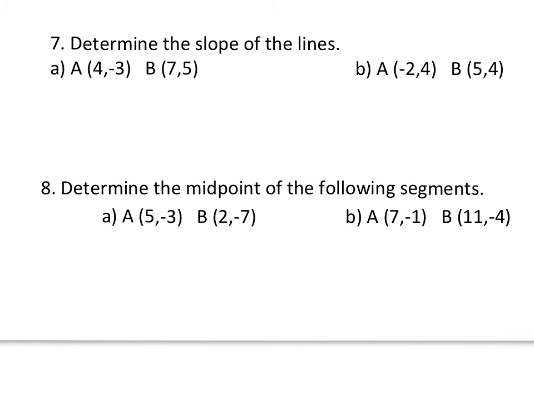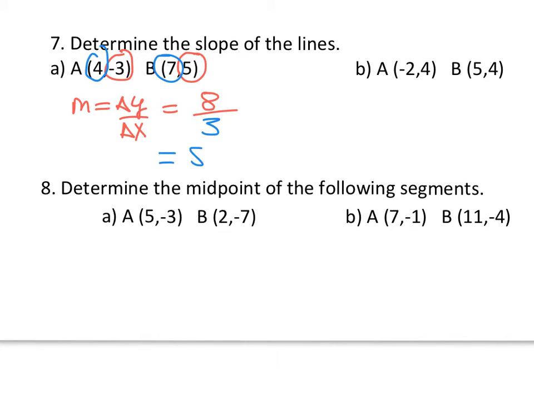The next ones, we're determining the slope of the line, where slope is change in y over change in x. The change in y goes from negative 3 to 5, so it increases by 8. Then the change in x goes from 4 to 7, so it increases by 3. Therefore, the slope is 8/3.